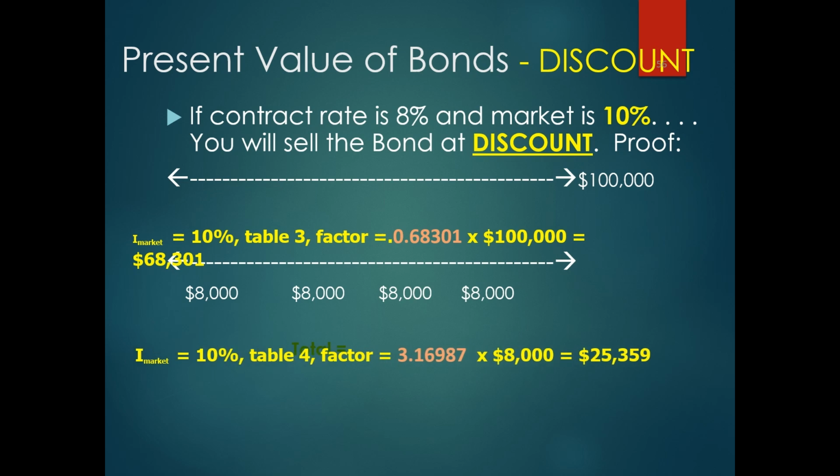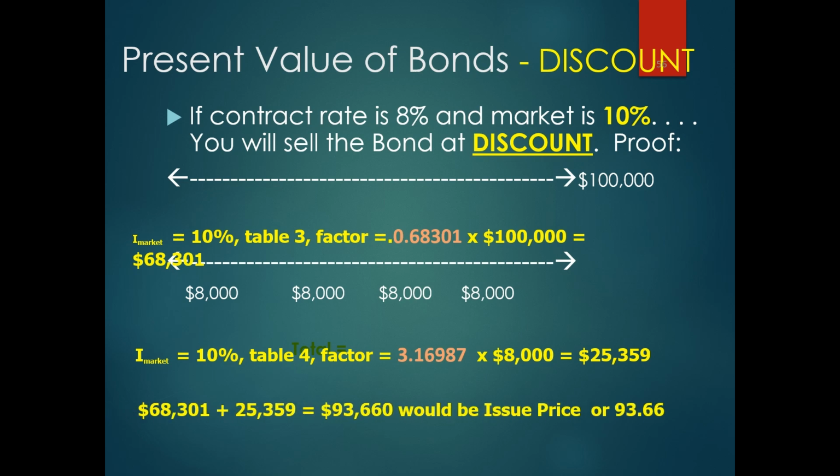You can check those factors on your own tables. The factor is 0.68301, giving 68,301 for the present value of the 100,000, and for the payments, the present value is 25,359. So this bond will be sold for 93,660. In how we say bond issue price, we'd say that $100,000 worth of bonds was sold at 93.66. We leave off the percent, don't ask me why.